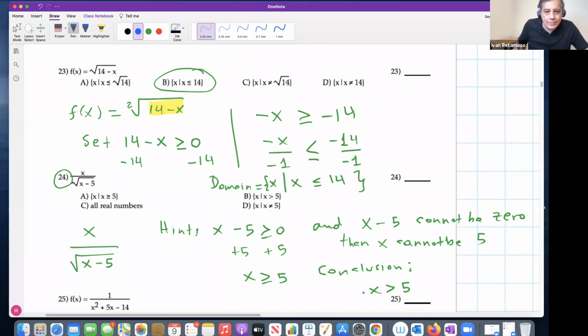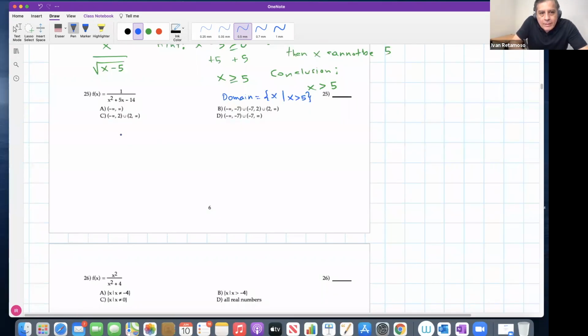So this is it. The domain is the set of all x such that x is greater than 5, not greater than or equal to. Look, notice there is this other choice here. It's very tempting to go for that, but is it the right answer? Because this cannot be 0. That's 24. Question 25 says to find the domain of this function.